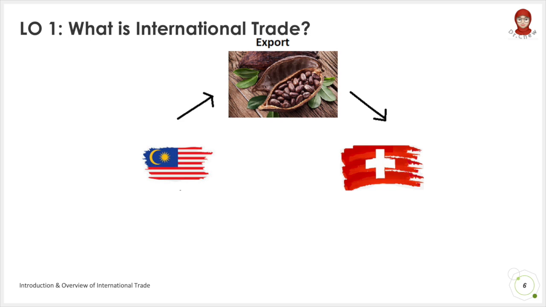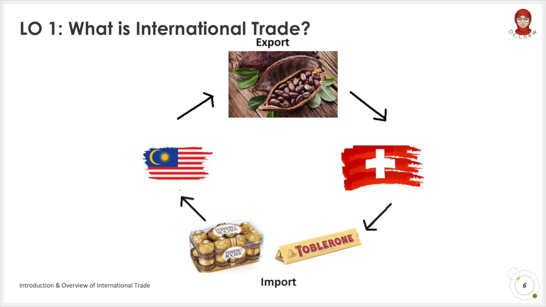So, Switzerland has to get it from those countries that are able to grow cocoa bean. And why does Switzerland have to import cocoa bean from Malaysia? Because Switzerland is the main chocolate producer in the world, and the key ingredient to chocolate production is cocoa bean. And Malaysia imports chocolate from Switzerland, very well-known brands, Ferrero Rocher and Toblerone. So we can see that international trade benefits both countries.